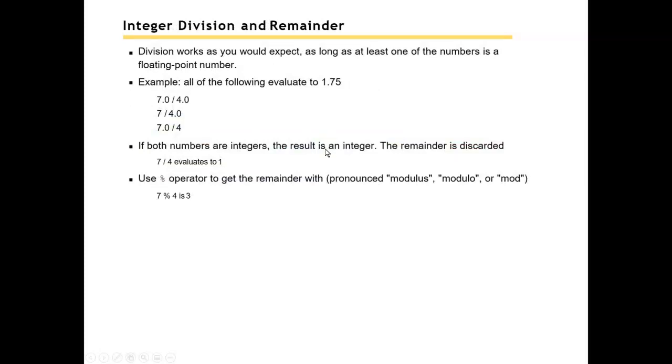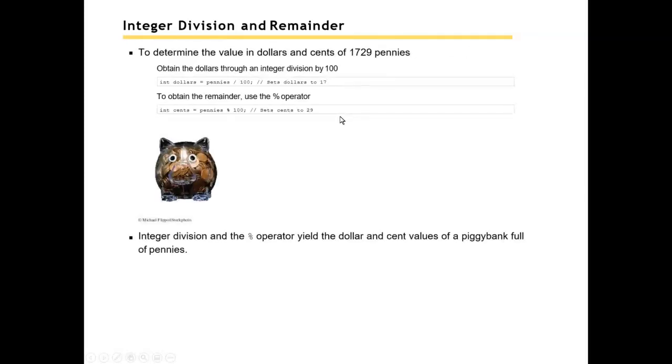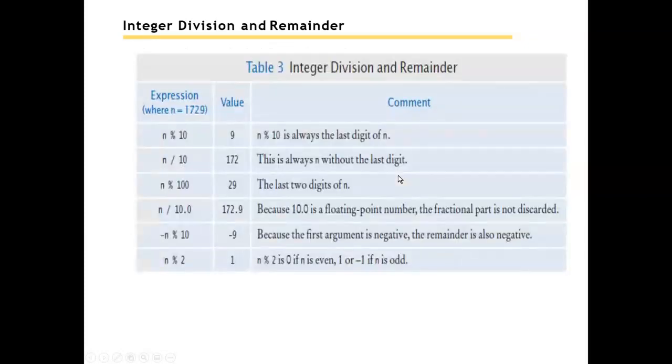Division works as you expect as long as at least one of the numbers is a floating point number. If both numbers are integers, the result is an integer and the remainder is discarded, so it just throws it away. 7 divided by 4 evaluates to 1, because 4 goes into 7 only one time. Yeah, we learned about it in C++. And discrete, yeah, 121, we learned about it. So here's some examples. Number of dollars, remainder, get the remainder from dividing by 100. Pretty straightforward.